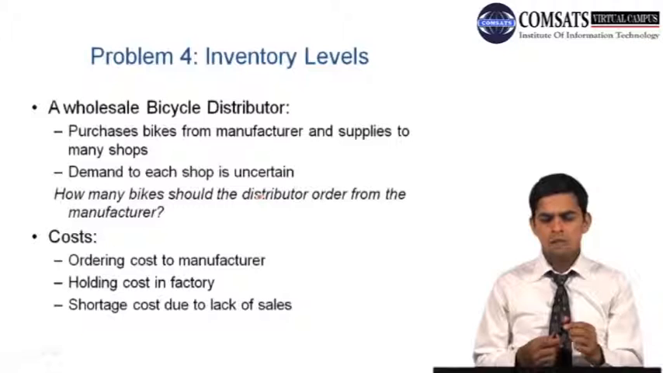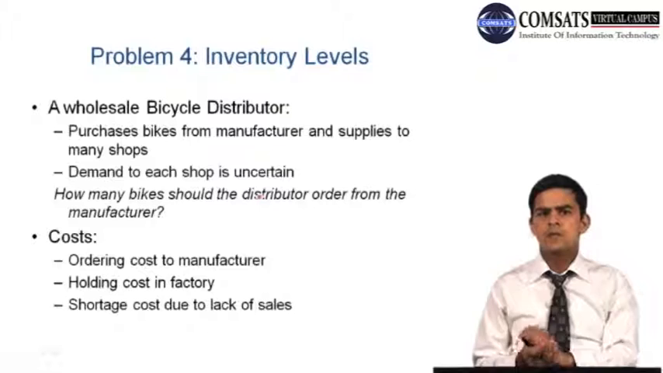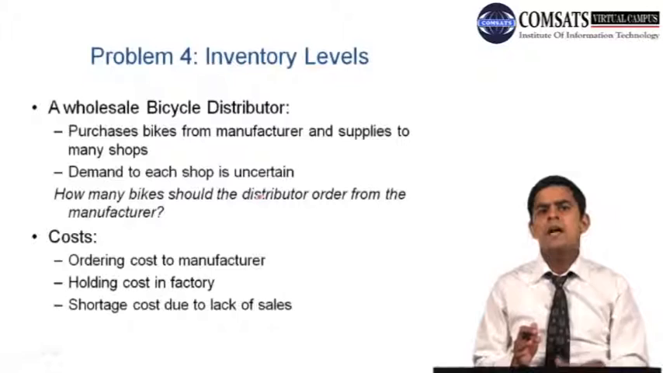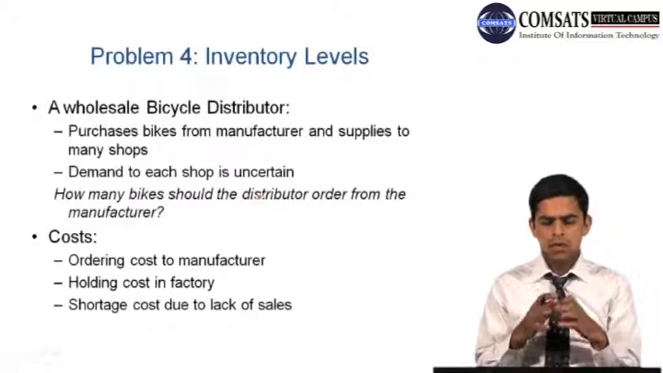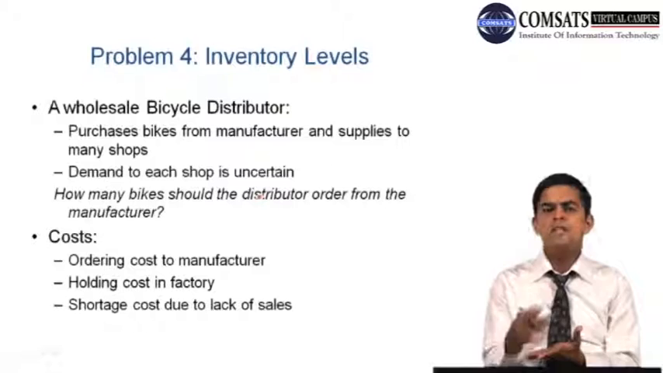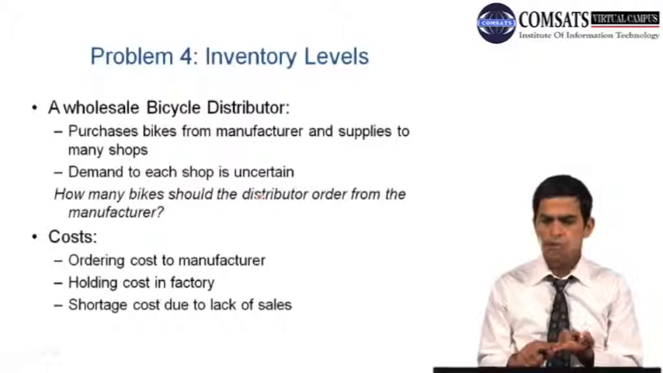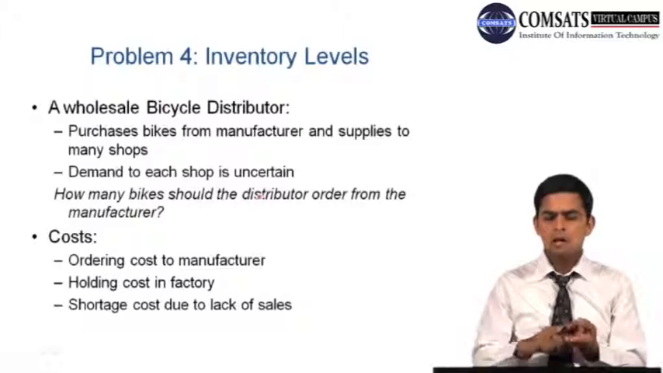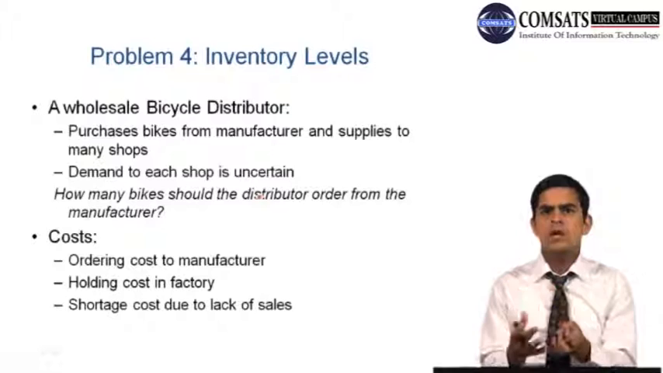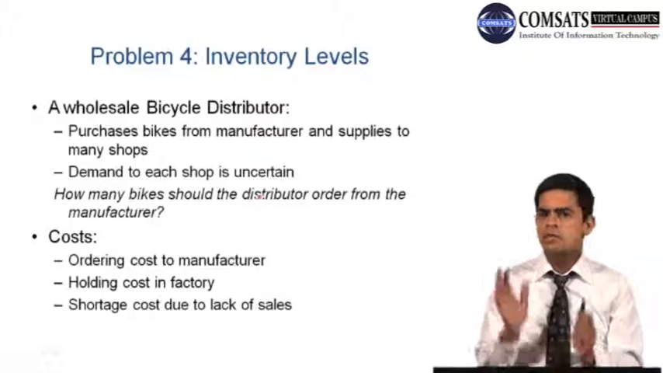Similarly, there is a shortage cost. If he doesn't have enough, he will not sell enough, and he will not have enough sales, and eventually he will lose money. So if he doesn't have enough, then when an order comes, he will not be able to deliver the order. So he has to have enough that he can fulfill the orders. He must not exceed the holding cost. He must also not get too bogged down in paying for another warehouse. He just wants to store the bikes that he can store in his existing warehouse.